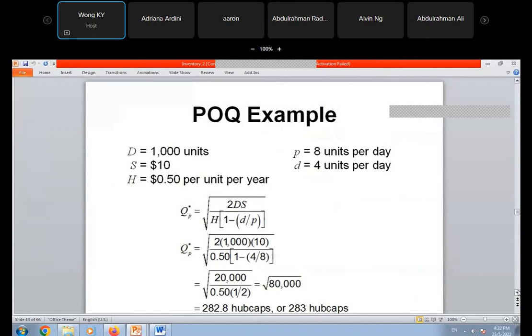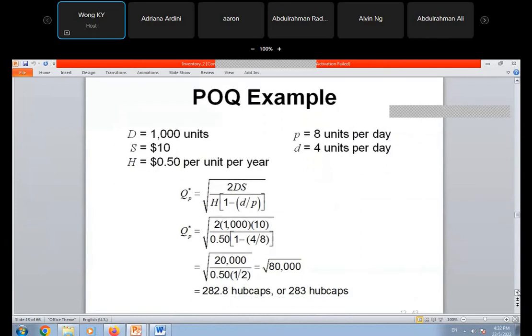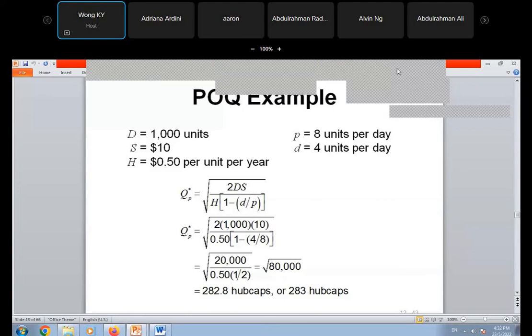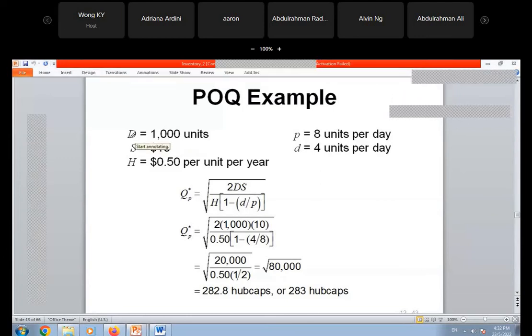So let's look at one simple example. Given the annual demand is 1000 units, remember capital D must be annual demand, must be per year, so it's 1000 units. S is what? S is the setup cost, or ordering cost. For EOQ it is the ordering cost. For POQ it is the setup cost. So S is either the ordering cost or setup cost. In this case, it's the setup cost. Setup cost per production.